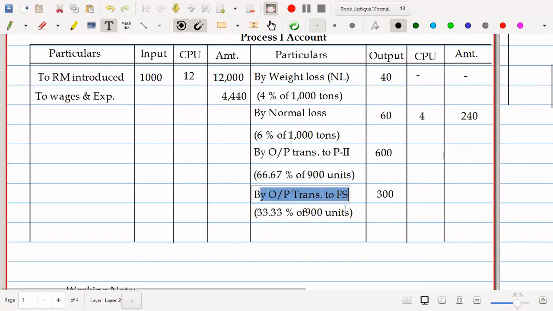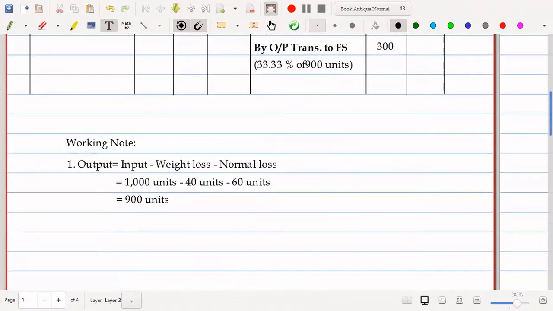So now this will be transferred to finished stock account. We'll see it later on. Just keep it in mind. So there is some other transaction to be made here. Now what to do? We have to go for working note. So one thing is over here, output we have calculated, and next we'll go to normal output.